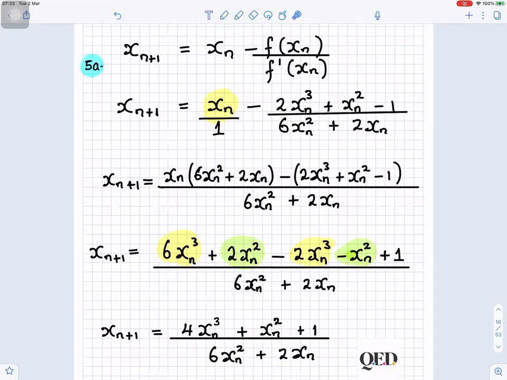So what will happen now is the yellow one, 6x cubed minus 2x cubed, will give you 4x cubed. And 2x squared minus x squared will give you x squared. And then you have that plus 1. And then you have the denominator. QED, quod erat demonstrandum, as required to show.